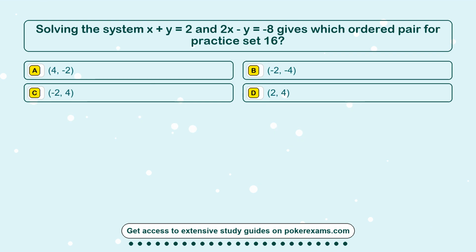Question 12. Solving the system x plus y equals 2 and 2x minus y equals minus 8 gives which ordered pair for practice set 16? Option A, 4, minus 2. Option B, minus 2, minus 4. Option C, minus 2, 4. Option D, 2, 4.